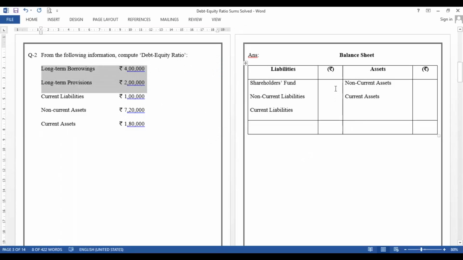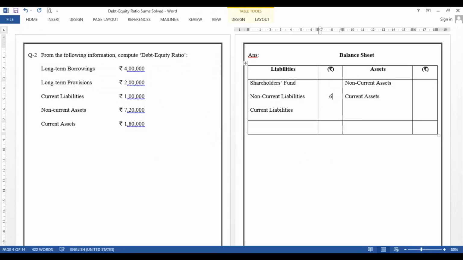Total amount is 6 lakh. So let me write this 6 lakh over here as non-current liabilities. Current liabilities amount is given to us as 1 lakh. So let me write 1 lakh over here. Non-current assets amount is rupees 7,20,000. So let me write this 7,20,000, and current assets is 1,80,000.